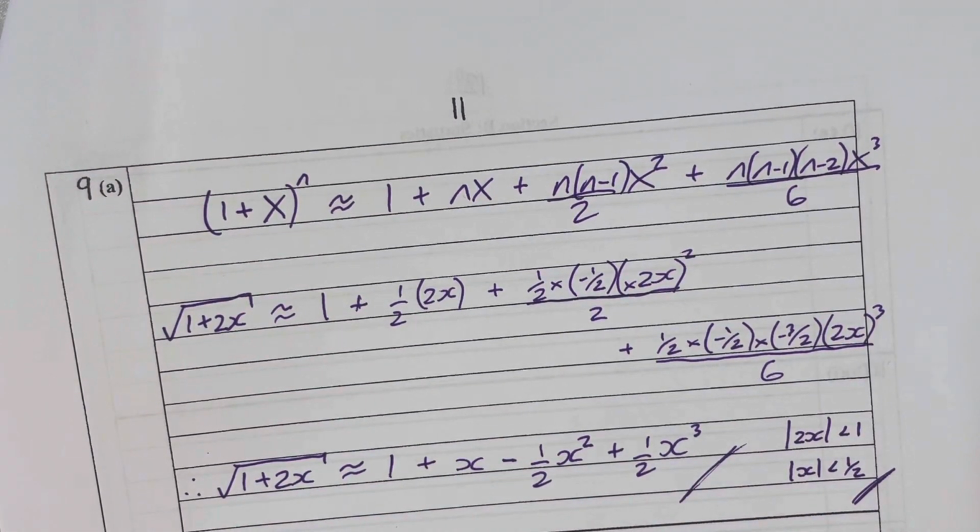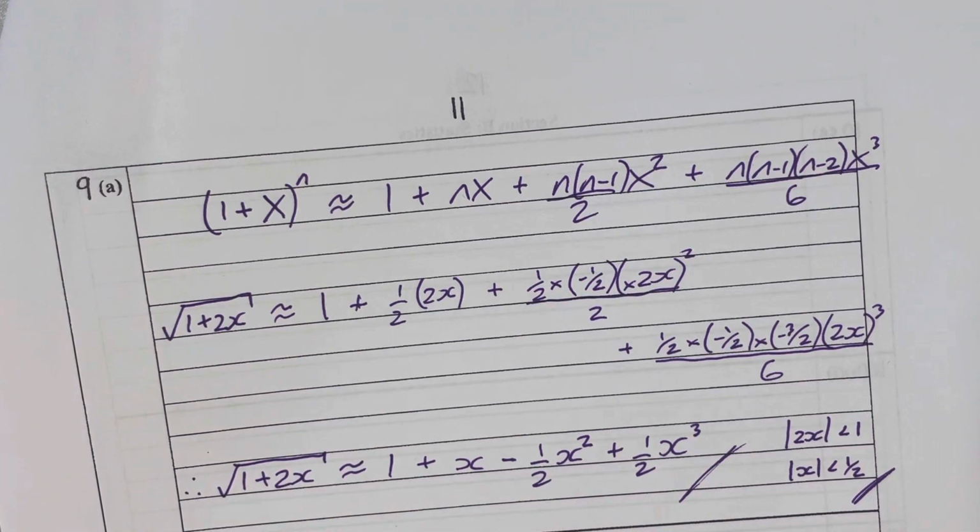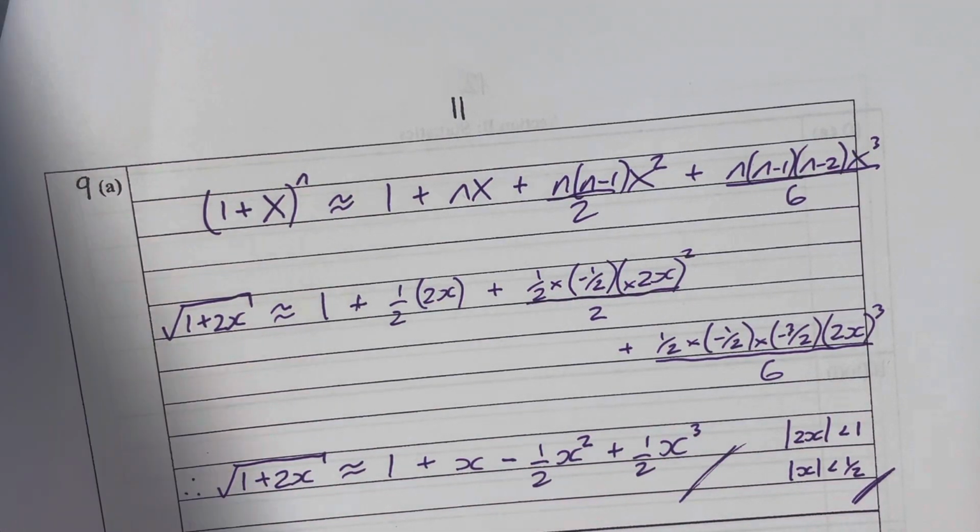In other words, it's only valid between x values of minus a half and positive a half. Outside of that range, this expansion will diverge away from the true curve. Okay, that's part A.